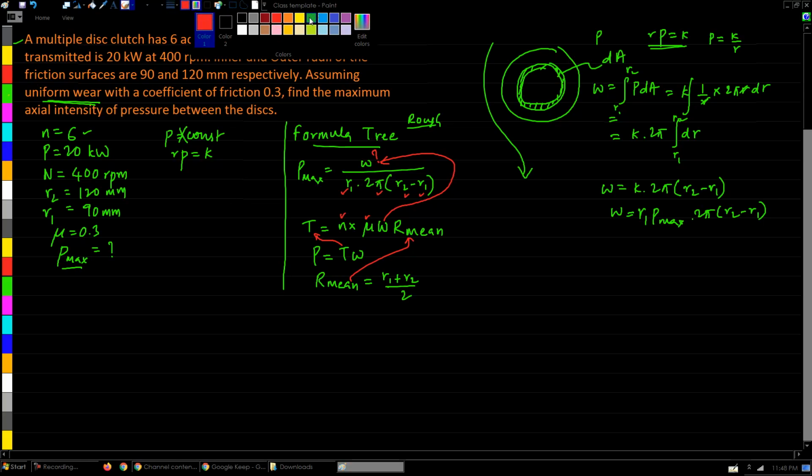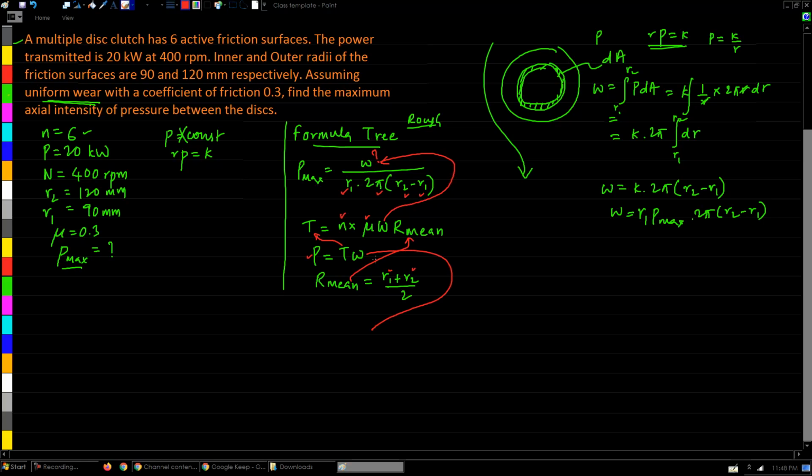So is there anything? Is everything else known or not? That is what we have to see. Power is known. Omega is not known here. All others are known, so omega we need to find. How to find omega? For finding omega, we have a simple formula, that is 2 pi n by 60.